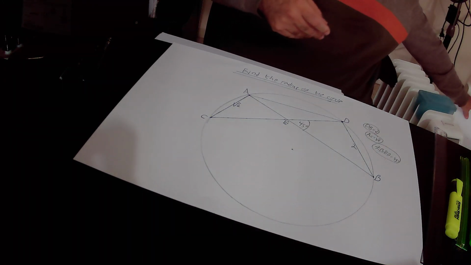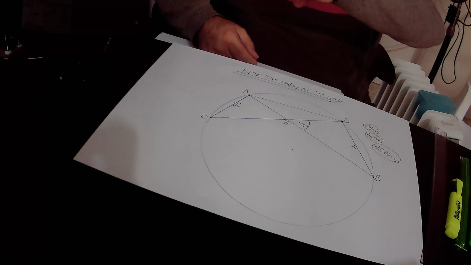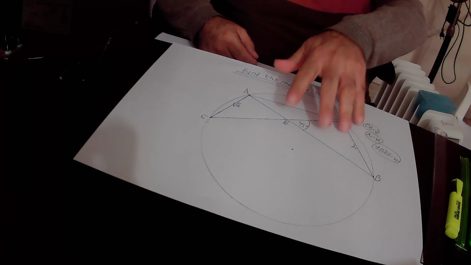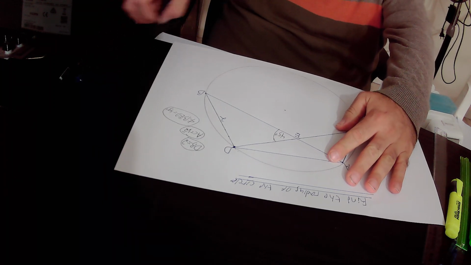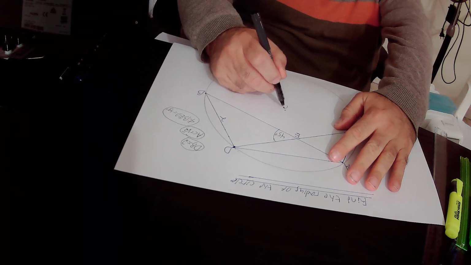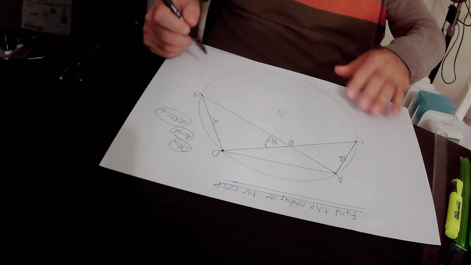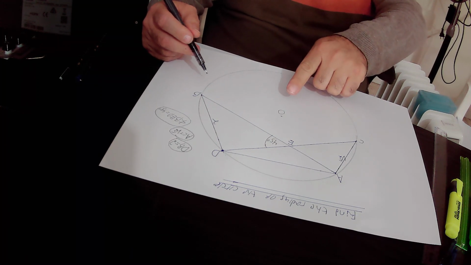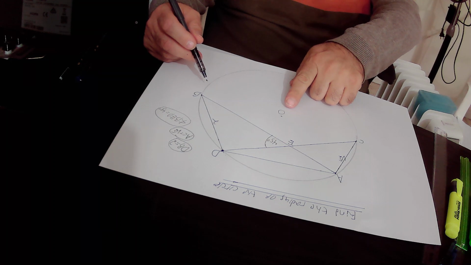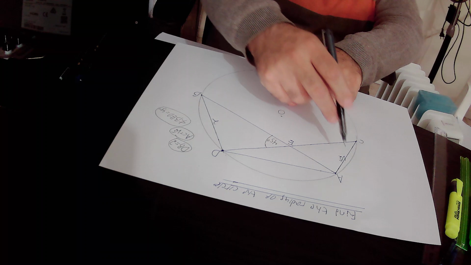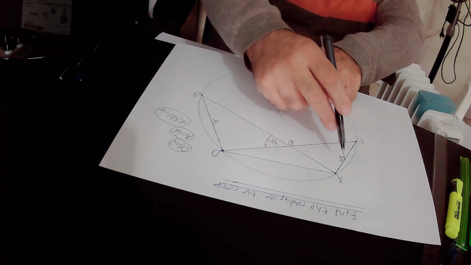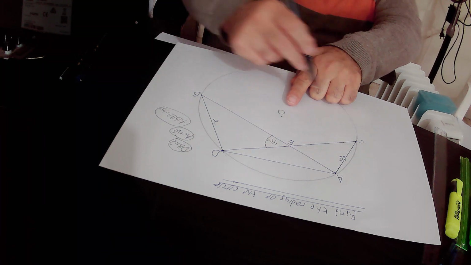So first of all, we define the center of this circle, this point, as O. In the next step, we join points O and B together by a straight line, points O and D, points O and E, points O and A, and points O and C by a straight line.